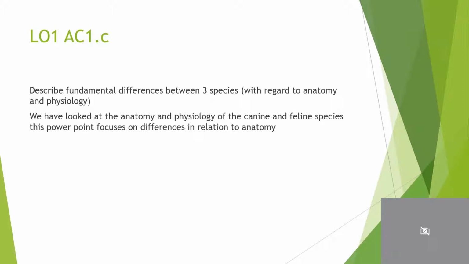Learning Outcome 1, AC1.C, wants you to be able to describe fundamental differences between three species with regard to anatomy and physiology. We've looked at the anatomy and physiology of the canine and feline species, and this PowerPoint focuses on the differences in relation to the anatomy, and we're going to be focusing on that of the rabbit and the guinea pig.